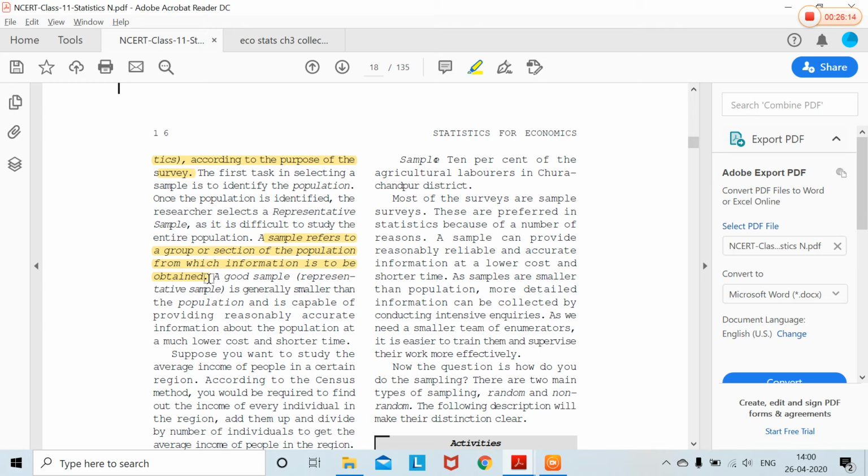That particular group of people, that particular section of my population from which I'm going to collect the information. A good sample is generally smaller than the population. If they ask you what are the characteristics of a good sample, a good sample is generally smaller than the population and is capable of providing reasonably accurate information about the population at a much lower cost and shorter time.